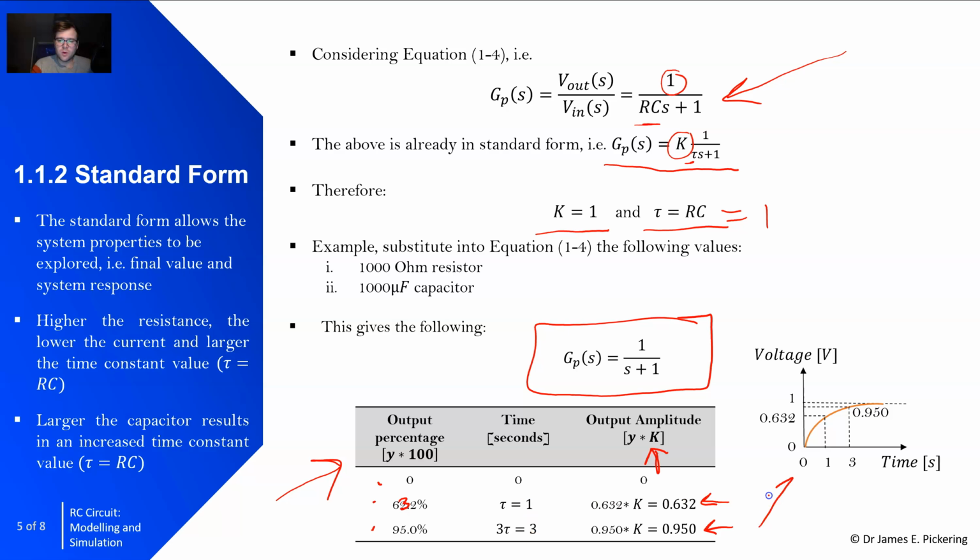If we look at what this looks like in a sketch, we can see 0 seconds, 1 second, 3 seconds. At 1 second we're going to be at a value of 0.632, which, because we've got a system gain of 1, corresponds to 63.2% of the output percentage. After 3 seconds, the amplitude is 0.95, in volts, and that's going to be 95% of the output percentage.